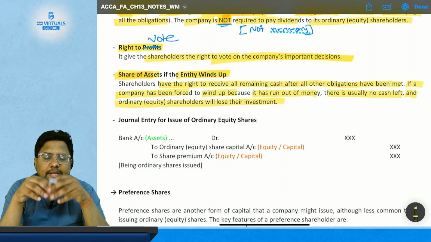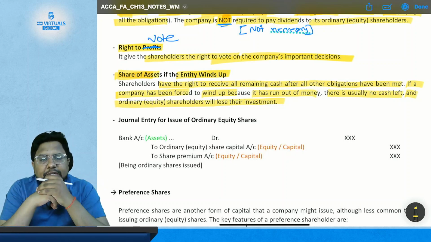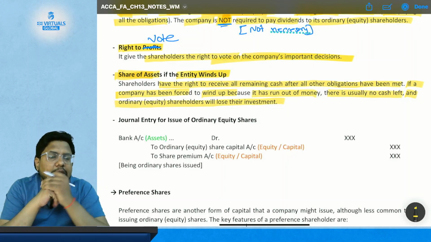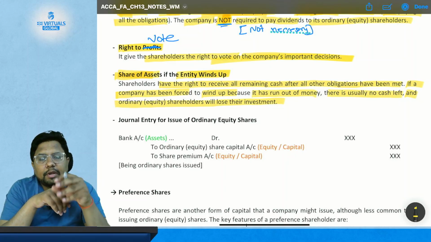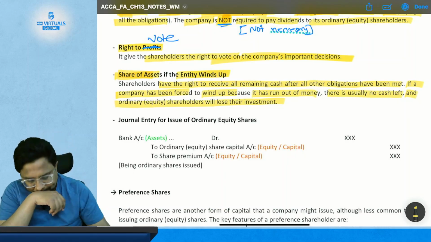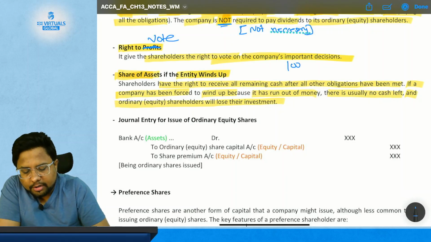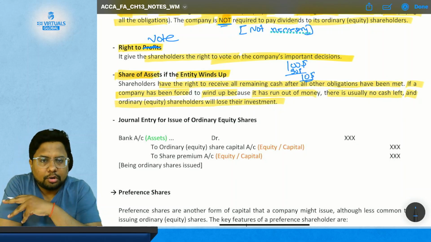Suppose the assets have been sold for an amount which is less than the obligations, so they are left with no money and the original shareholders will have to lose their investment because there is no money left. Okay. Now suppose the assets have been sold for $100 and the liabilities have been paid for $90, so the remaining $10 will be distributed to all the shareholders.